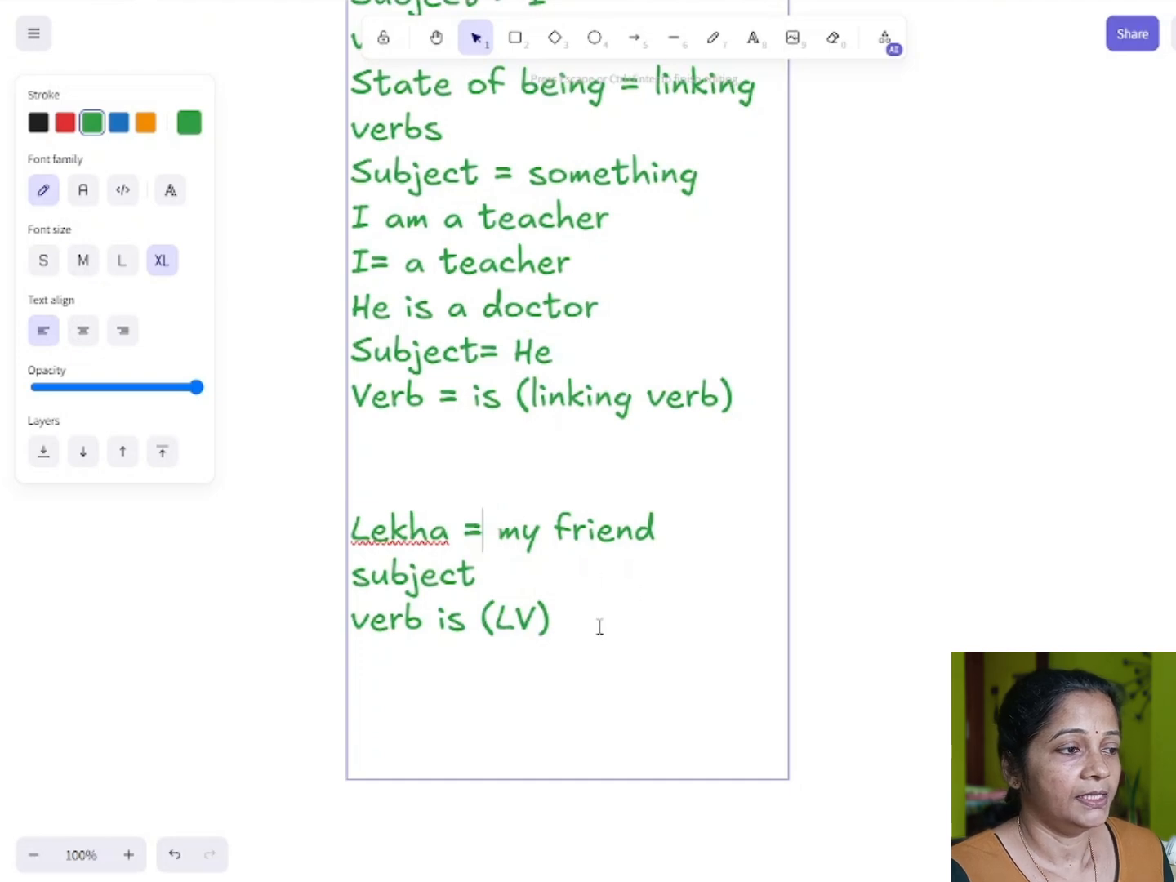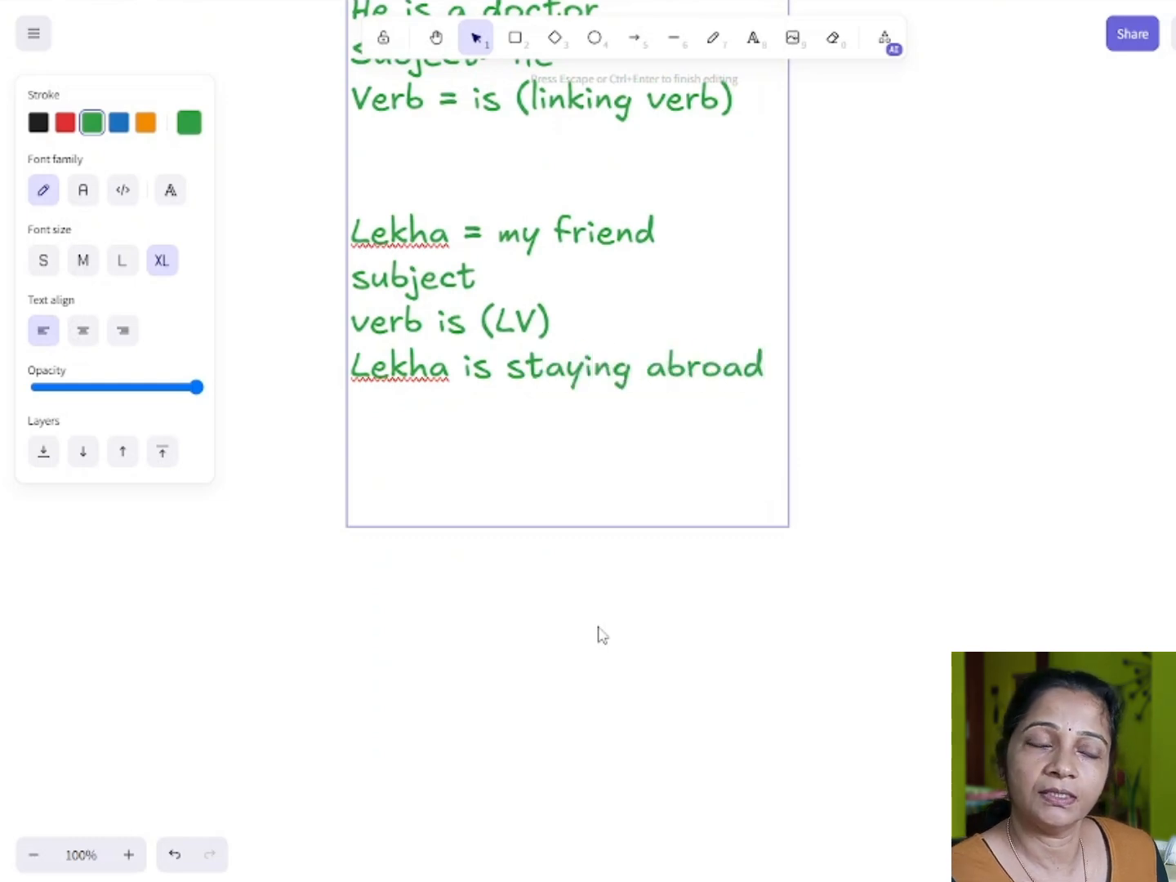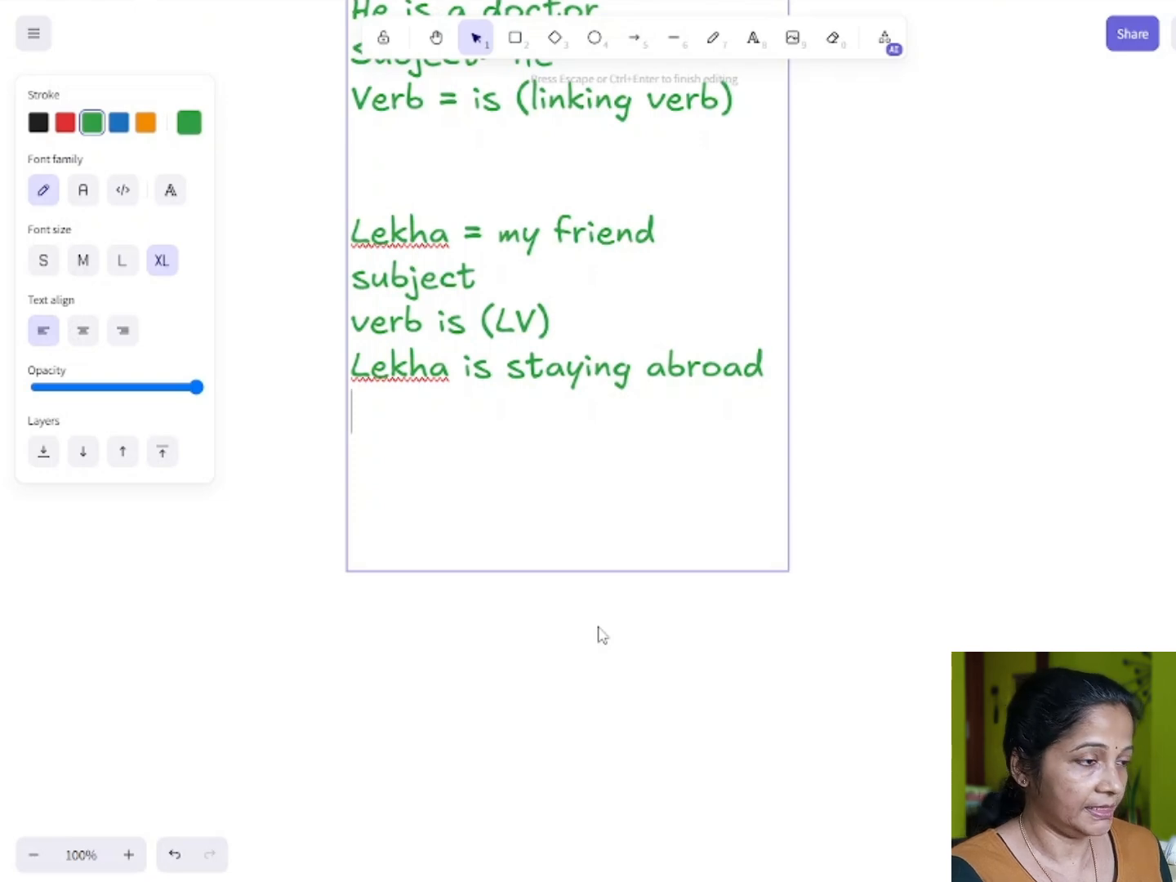Now I am saying Lekha, she is staying abroad. Staying abroad means she is not in India, she is staying abroad. Now you say what is the subject? Again, subject is Lekha.